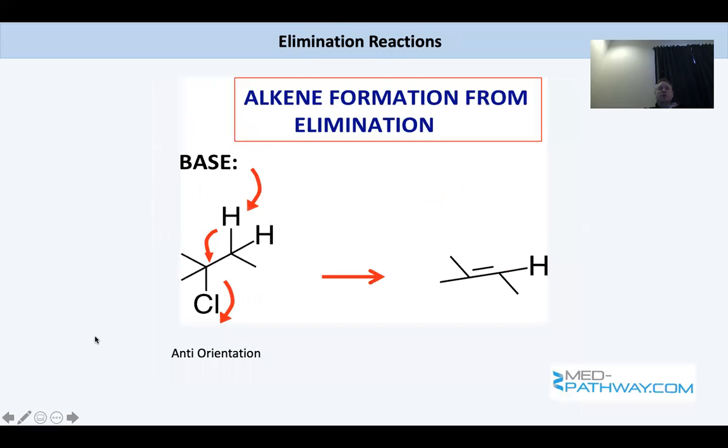Alkenes can also be made by elimination reactions. Here, a base can pull off a proton. Notice the hydrogen is up and the halogen is down, in the anti orientation. By pulling this off, these electrons jump in here. Chloride is a great leaving group. As we'll see, the weakest base is always the best leaving group, and you determine whether you're a weak base by the strength of the conjugate acid. Since hydrochloric acid is a strong acid, chloride must be a weak base.